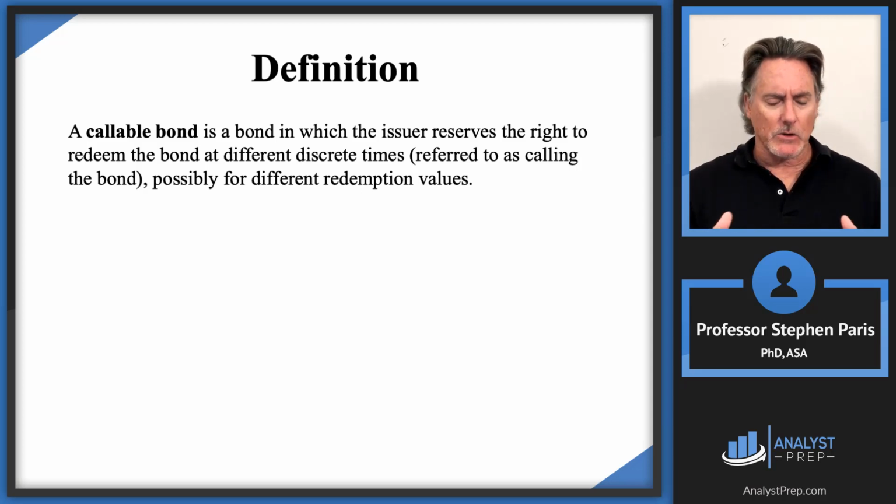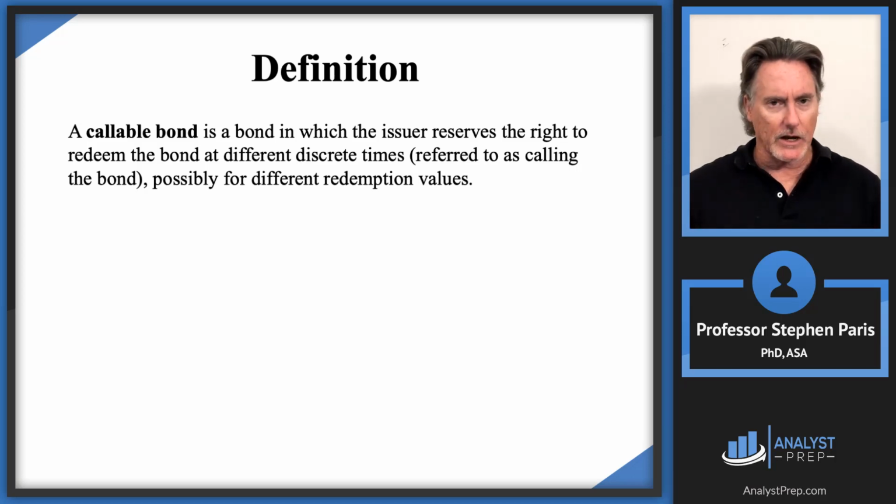The most common types of bonds can be categorized as either municipal bonds, government bonds, or corporate bonds. I don't know that I've ever seen a government bond or a municipal bond that was callable, and so most callable bonds will be corporate bonds.